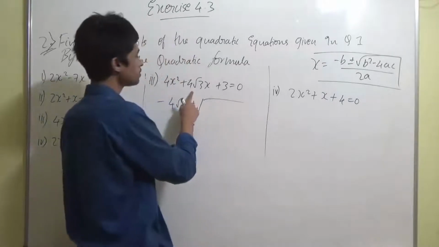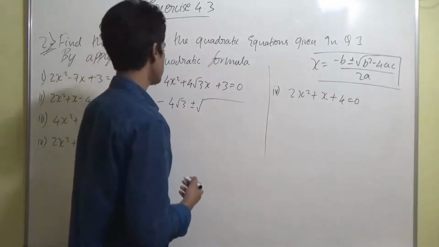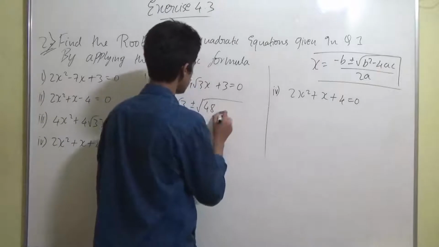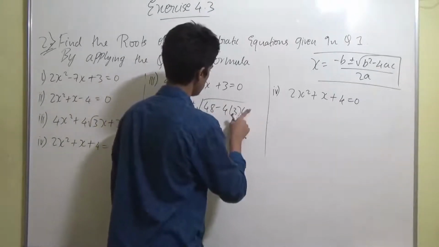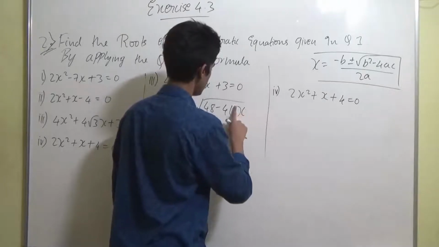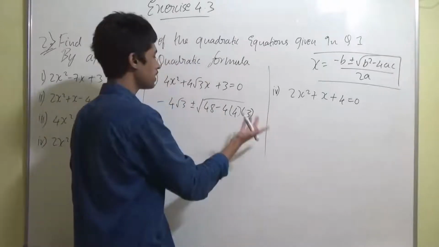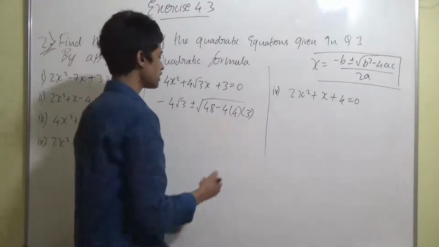b square is, if you square this term, this is b, right? If you square this, what will happen? It will become 16 into 3, and 16 into 3 is 48. Minus 4 into a into c. So this becomes 16 into 3, again 48. So this term will become 0. Root of 0 is nothing but equal to 0.